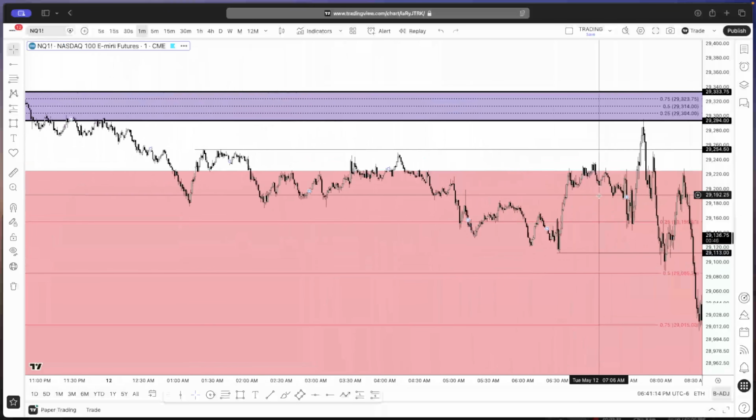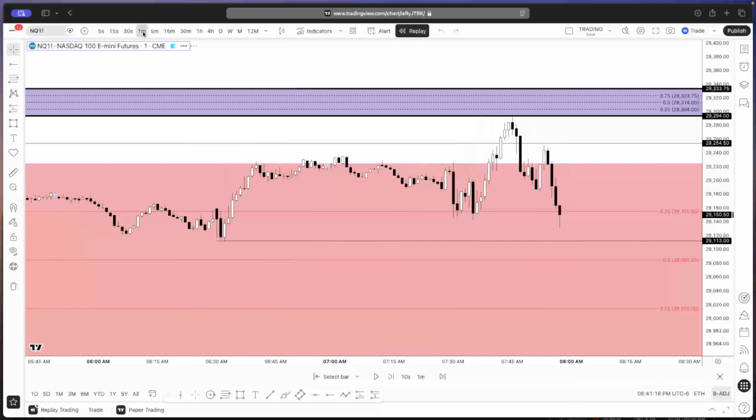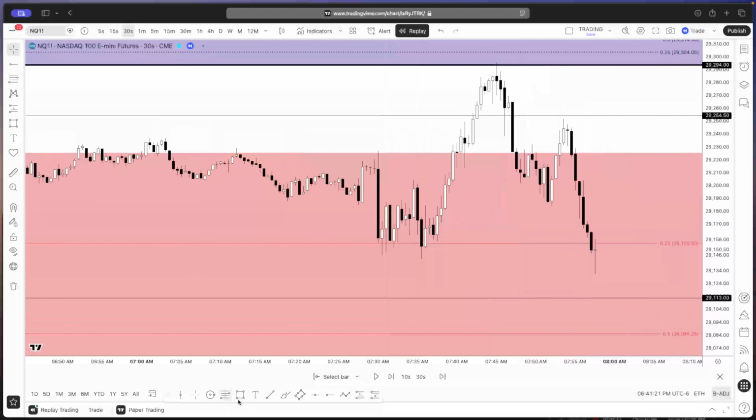And here we go. The first things first, we are going to look at the first 30-second range. This is the CME opening range.